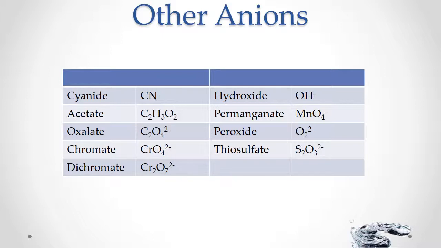Permanganate, MnO4-, peroxide, O2 2-, and thiosulfate, S2O3 2-. These are all other polyatomic anions that we're going to see throughout the course, so it's good to look at these and remember them. The biggest one I need you to memorize is hydroxide, OH-, because hydroxide is going to be very important when we start talking about bases.